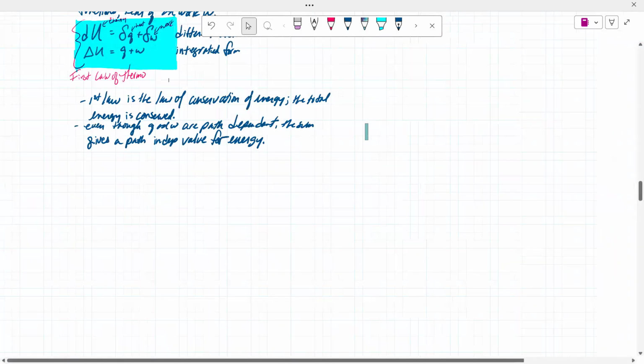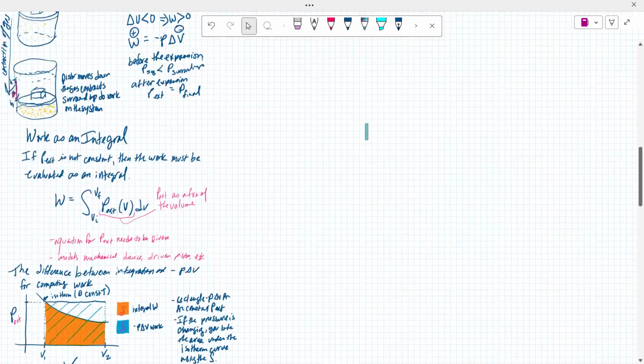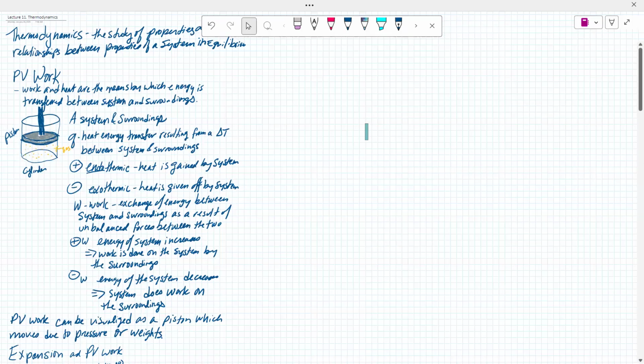Let's do a quick summary of where we are at. Again, I apologize about the video getting split, but we've had an introduction to thermodynamics and we've talked mainly today about the PV work. So we had this idea about understanding pistons and how work can be done with the pistons.